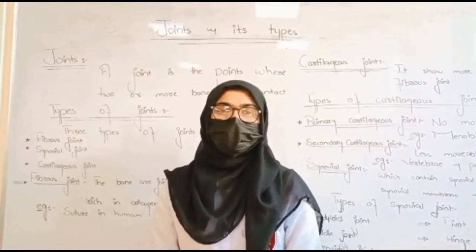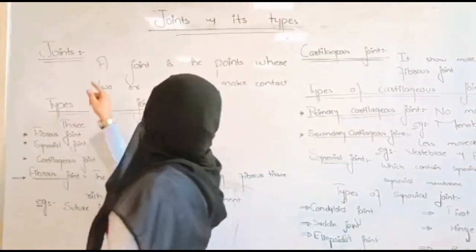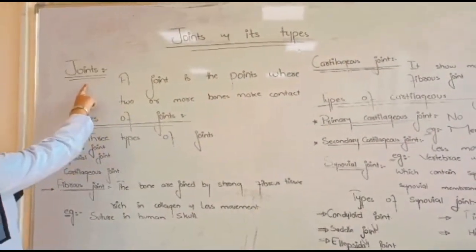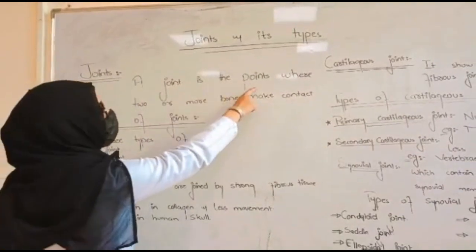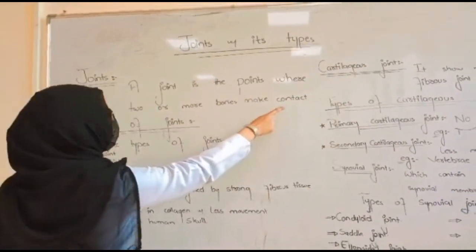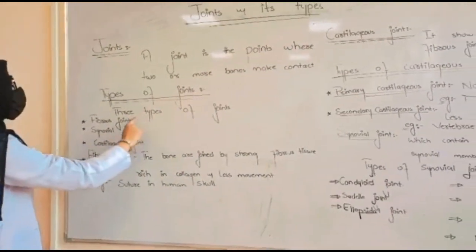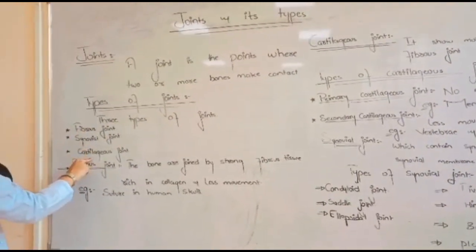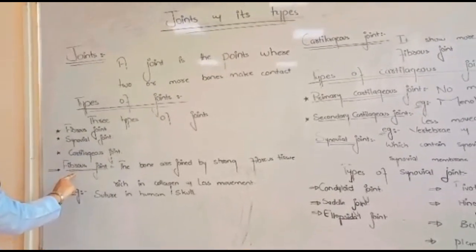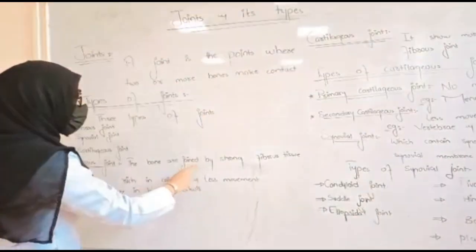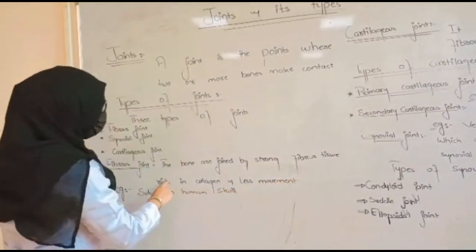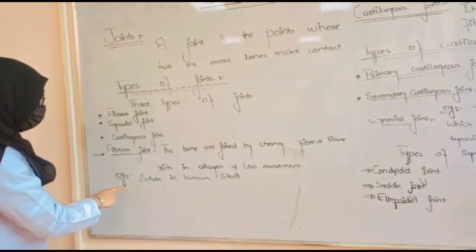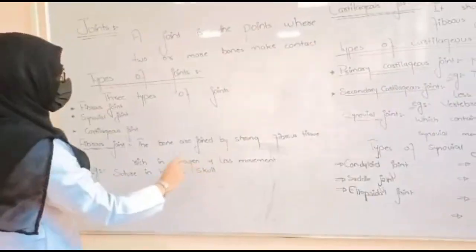Assalamu alaikum. My name is Ariba Noreen. I am a first year student from Group 1B. Today my topic is joints and their types. Now we discuss joints. A joint is the point where two or more bones make contact. There are three types of joints: fibrous joint, synovial joint, cartilaginous joint. Fibrous joint: the bones are joined by strong fibrous tissue rich in collagen and there is less movement. For example, sutures in the human skull.